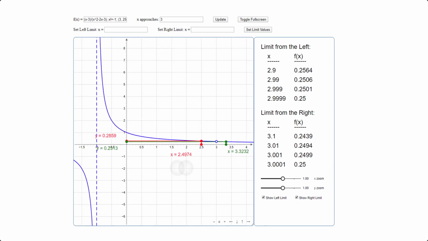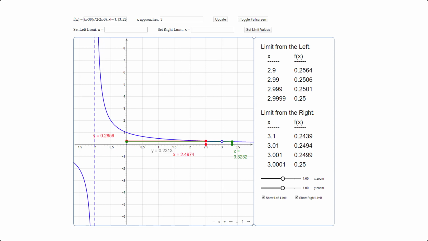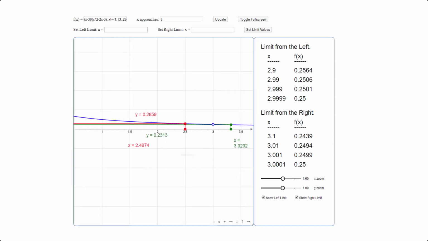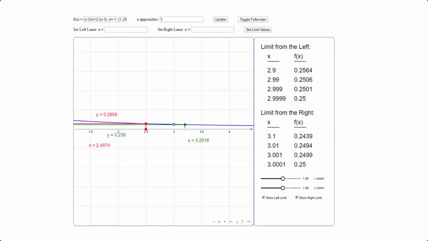I have to be careful how I zoom because I'll lose my labels. If I really zoom in on that point, I can get closer and closer to the y values. So as I let it get closer to 3, if you'll notice, I'm really getting close to 3 on both sides. It looks like it's getting closer and closer to 0.25.